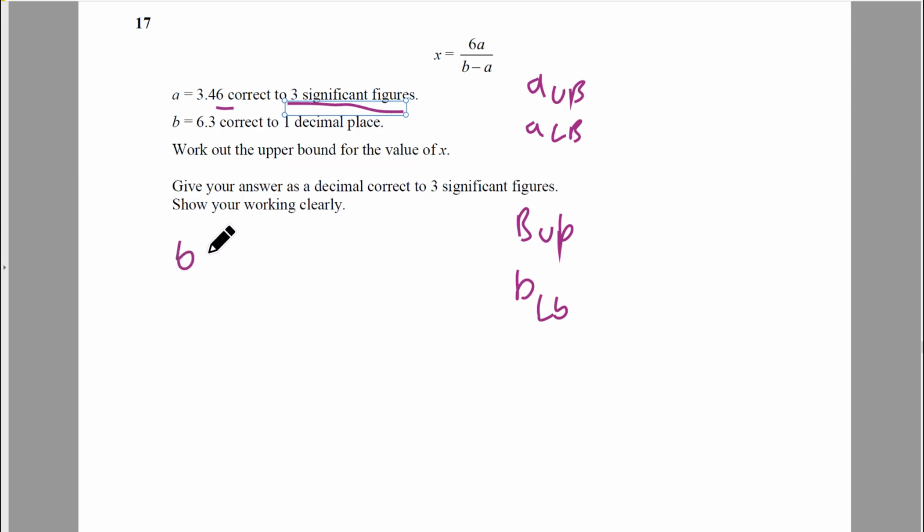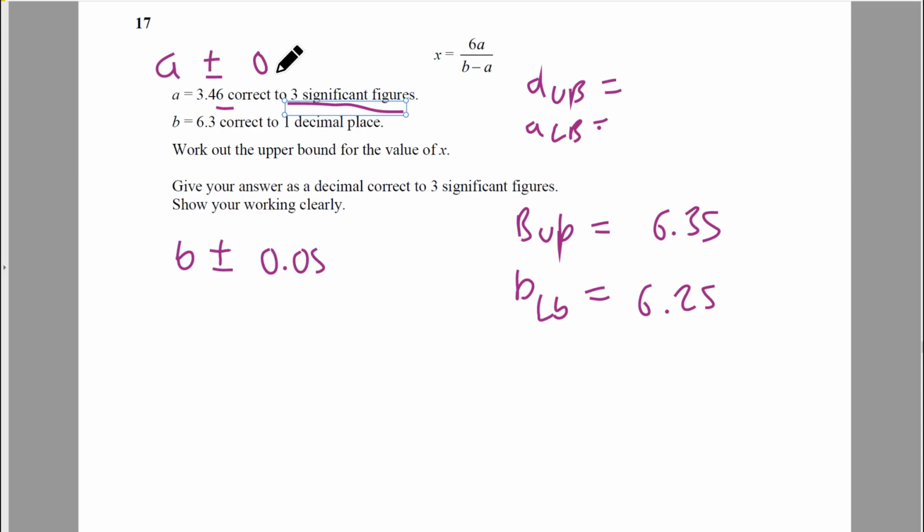So B is going to be plus or minus 0.05. So B upper bound is going to be 6.35 and lower bound 6.25. That should make sense. Get your method mark there. So A is going to be plus or minus 0.005 to get that to round to three significant figures. So we're going to get upper bound 3.465 and 3.455.